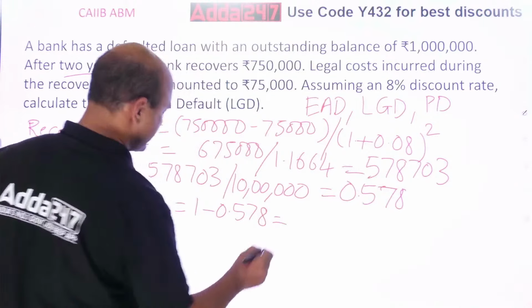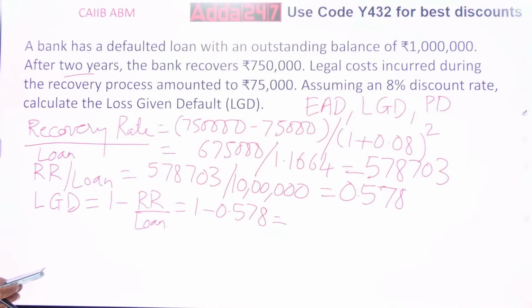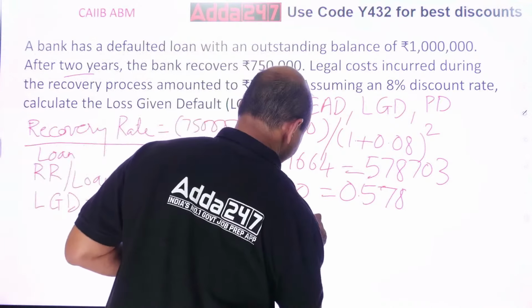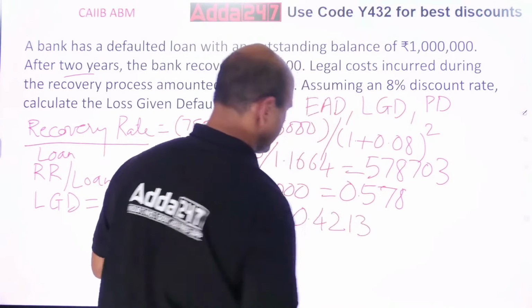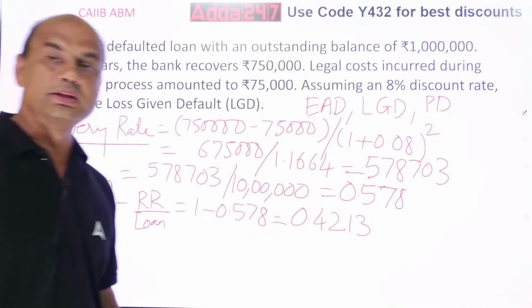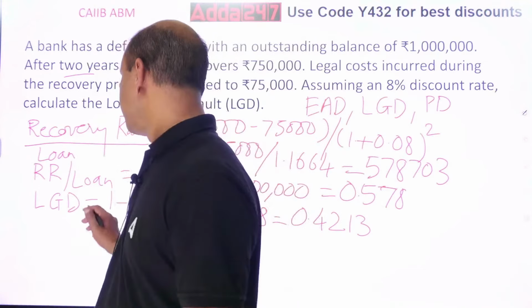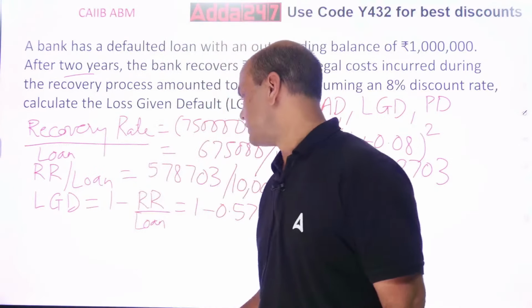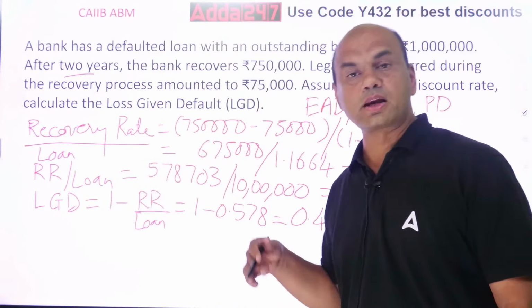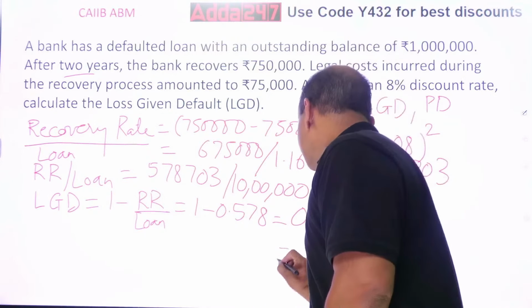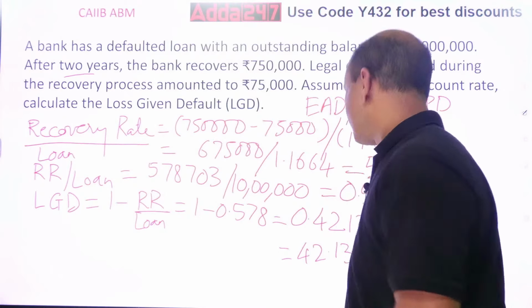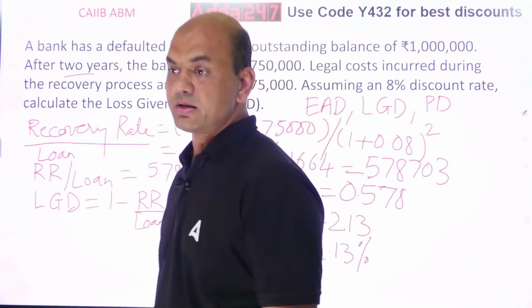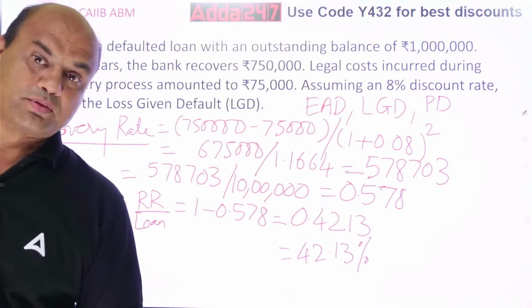0.578. So that is equal to, everyone get the answer, 0.42, right? So 0.421 and something 2 is also there, 3 take it. 0.4213. So this is your answer. Now this is known as LGD. LGD is 0.4213, or you can write it in percentage as equals to 42.13%. This is known as LGD, loss given default.